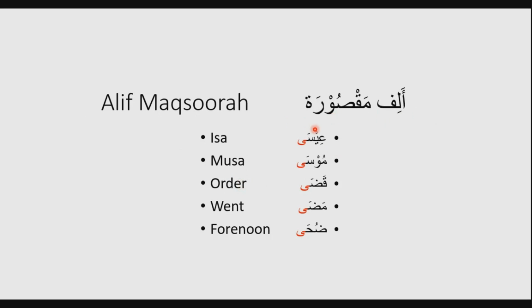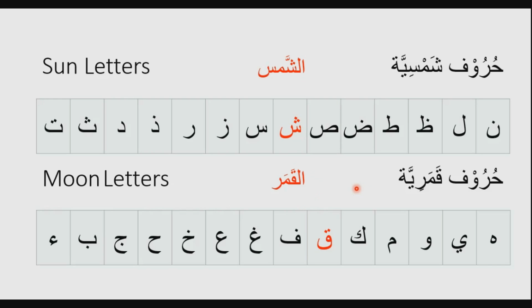Then alif maqsura. This looks like ya, but it's pronounced like alif, like Isa, Musa, Qada, Mada, Duha, and so on. So moving on. These are the letters, huruf shamsiya wa huruf qamariya, meaning sun letters and moon letters. So these two are the examples.